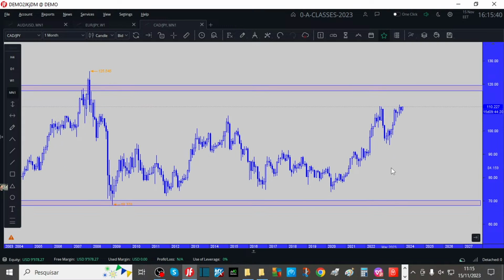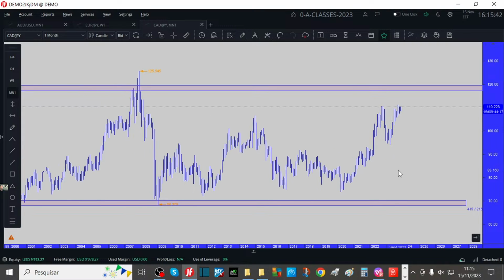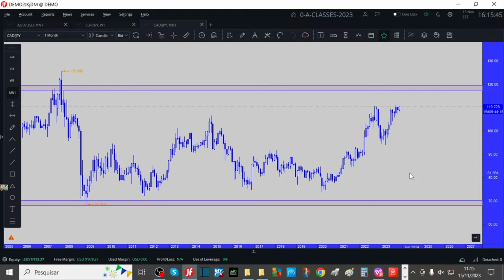CAD/JPY, is this market in an uptrend or is this market in a downtrend? Type in the chat. How do you see it? Is this market in an uptrend or is this market in a downtrend?